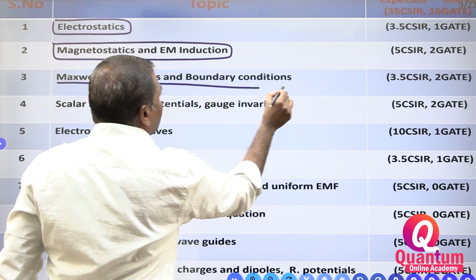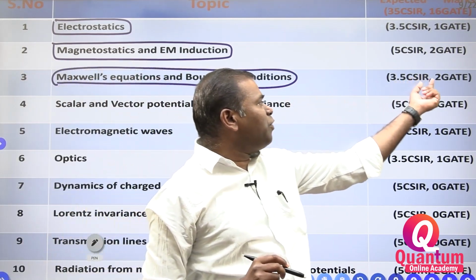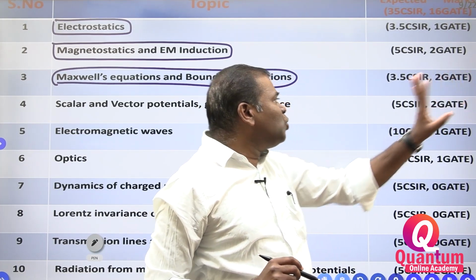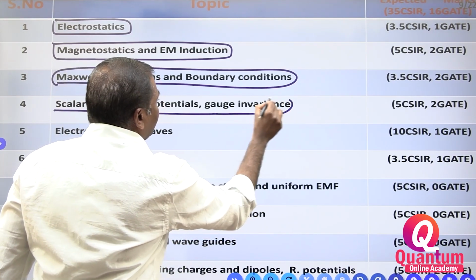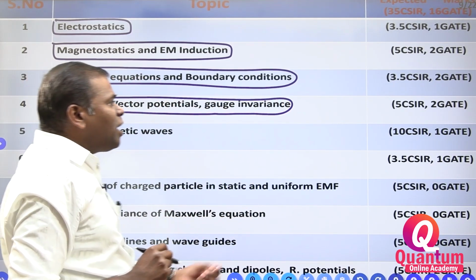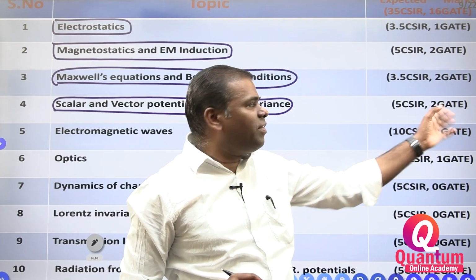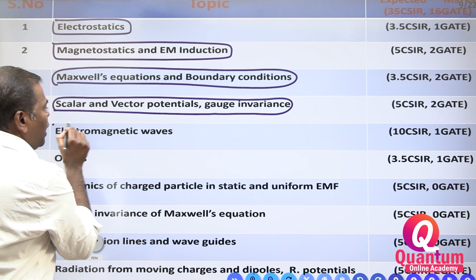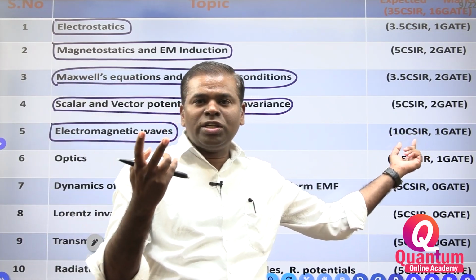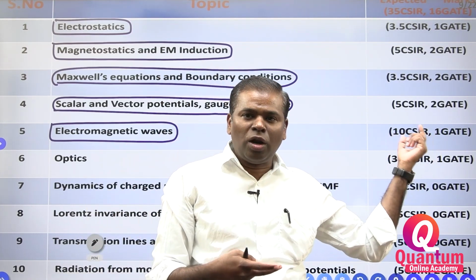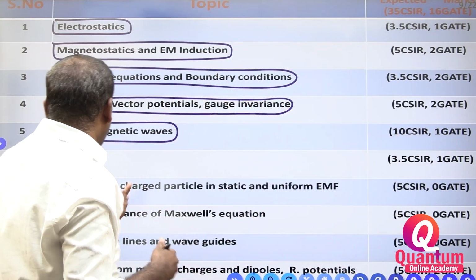Maxwell equations and boundary conditions. This is very, very important. 3.5 marks in CSIR, 2 marks in GATE. Scalar and vector potential and gauge invariance: there also 5 marks in CSIR, 2 marks in the GATE examination. Electromagnetic waves: in electromagnetic waves, 2 questions they may ask. Those 2 are long questions in the CSIR examination, 1 mark in GATE.